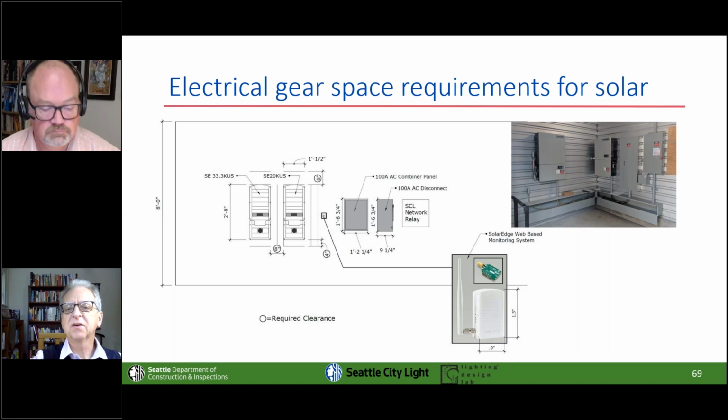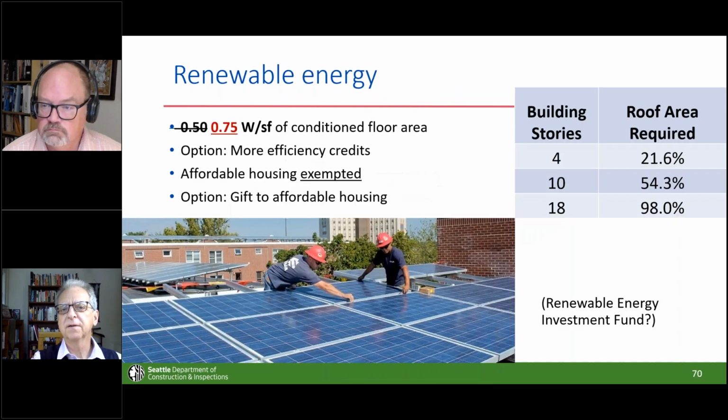I won't get into all the gear you see on the wall there, but just be aware that if you're doing the solar readiness thing, you need to design for that future equipment to have a place next to your main panel on the wall. So like I said, the current requirement in Seattle is 1/4 of a watt per square foot of conditioned floor area. The state upped that to 0.5, and matching something in a national standard that's just gone in, Seattle went with 0.75 watts per square foot.